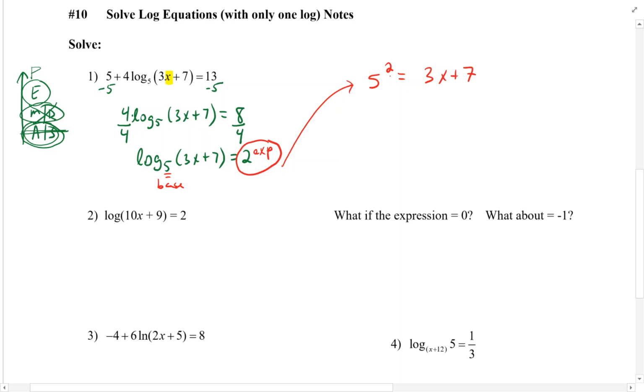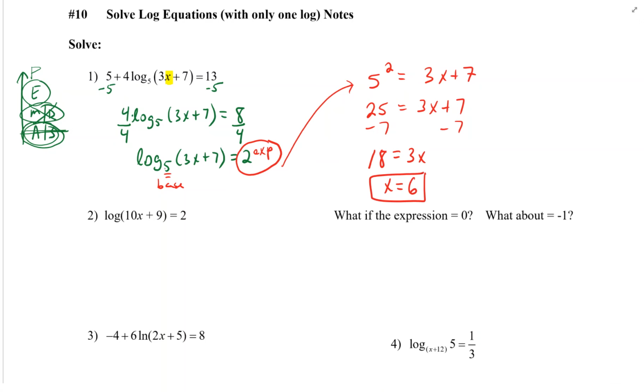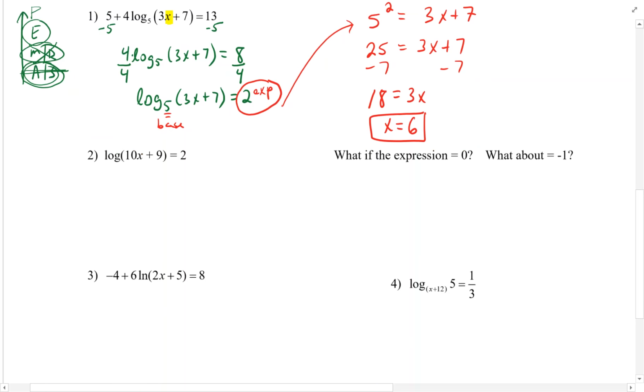And then from there, we just simplify that equation. 5 squared is 25, equals 3x plus 7. And then we just solve that as we would normally any linear Algebra 1 problem. So we're going to subtract 7 from both sides, which gives 18 equals 3x, and divide both sides by 3, and we get 6. There we go, backwards, but also thinking about what's the opposite, the inverse of logs. The inverse of logs is using exponents. So whenever we have a log, we're going to rewrite it with exponents, with a power.